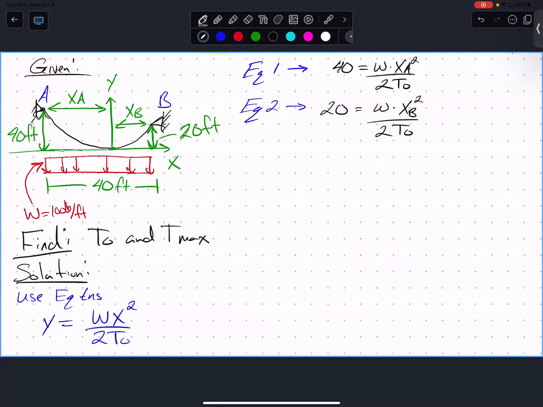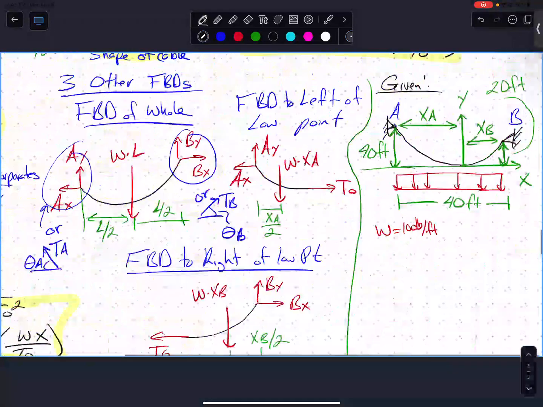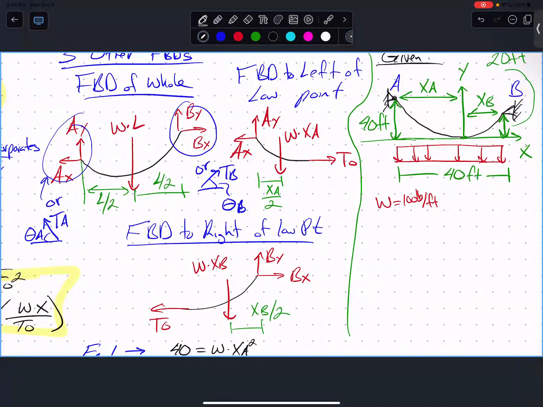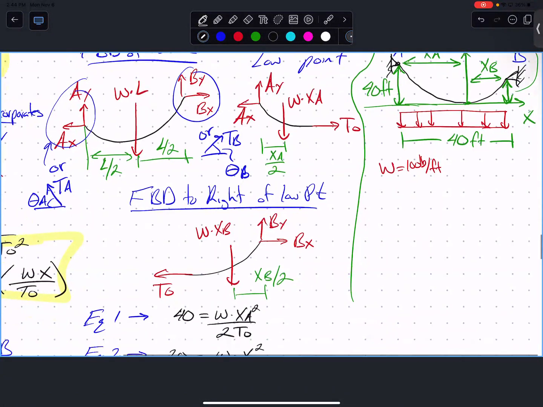If we used the FBD to the low point to the left and the low point to the right, we would actually get these exact same two equations. So using our FBD, we're using the equation approach. If we go back over here and look at those two FBDs, the one to the low point, if we did the sum of the moments about A, wouldn't we get w xa and T naught in our equation? And then if we did the moment about B, we would get w xb. So we would get those same two equations by using those FBDs.